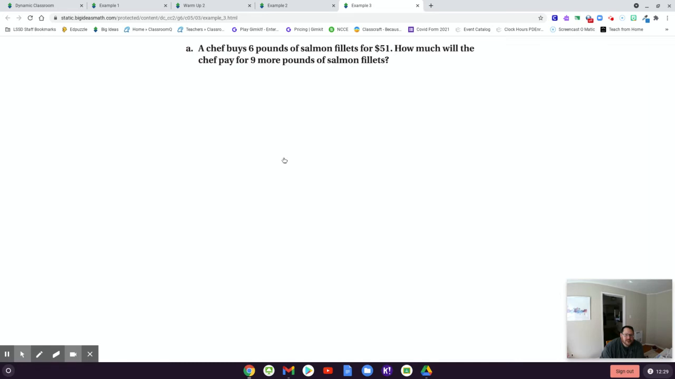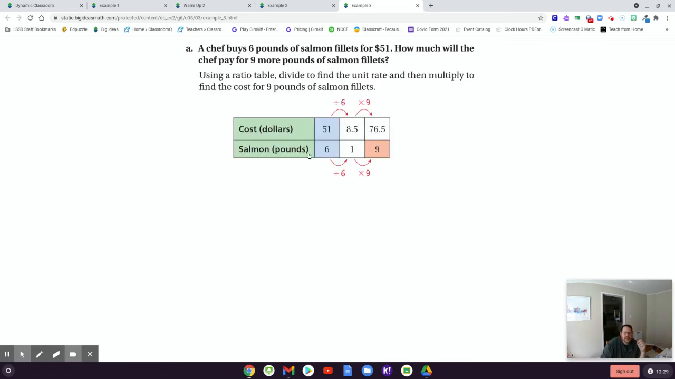Okay, let's go over how to solve this again with a ratio table. So start by putting the dollars and pounds. It's $51 for 6 pounds. And you could have those inverted, that's fine. But the main thing you want to do is find the unit rate. You want to figure out how many dollars per pound. So if it's $51 for 6 pounds, you can divide them each by 6, and it tells you it's 8.5, or $8.50 per pound.